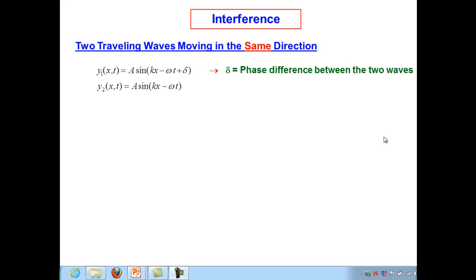Standing waves occur when two identical waves travel through the same medium and move in opposite directions. What we're going to talk about now is called interference. Interference is a general term for dealing with the result when two or more waves travel through the same medium in the same direction.